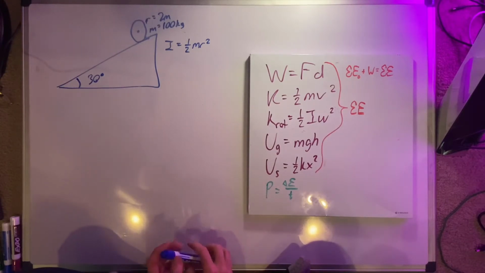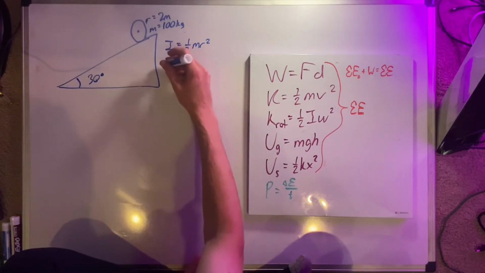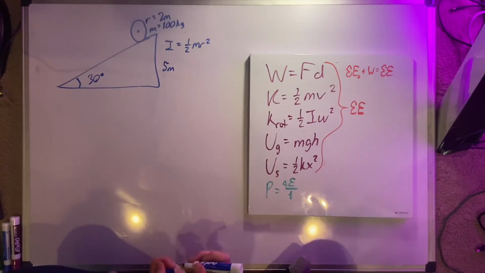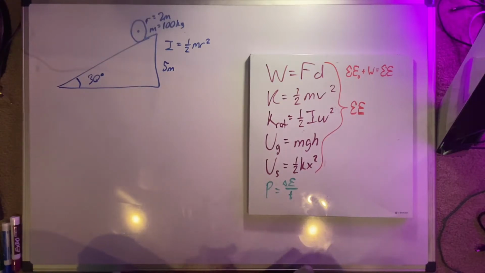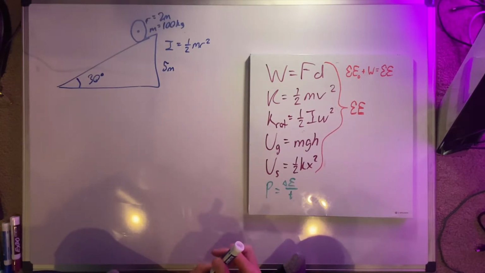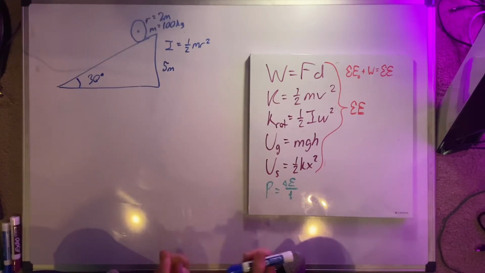So let's try to solve for the velocity of this thing at the bottom. If this height here is 5 meters, let's just say it's 5 meters. And let's just say this barrel starts at the top as well, and it starts at the top at rest.